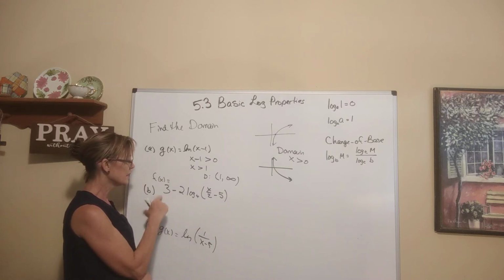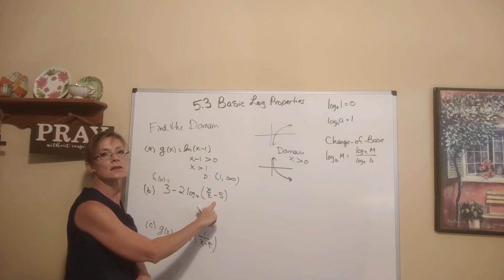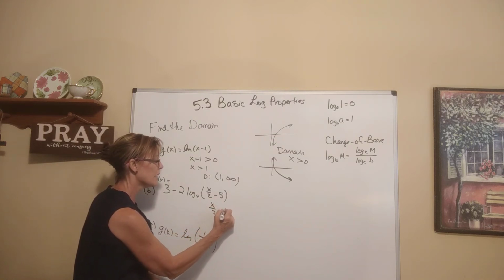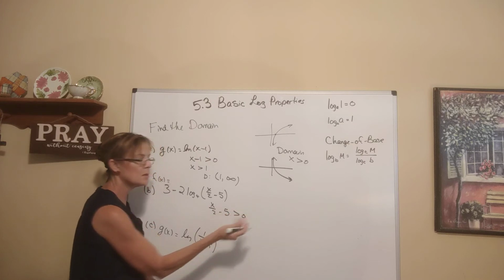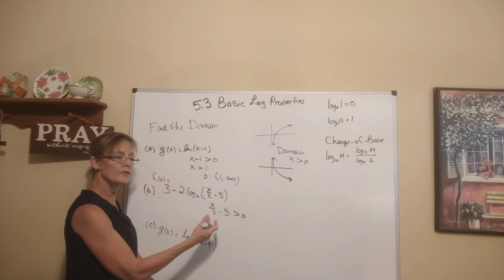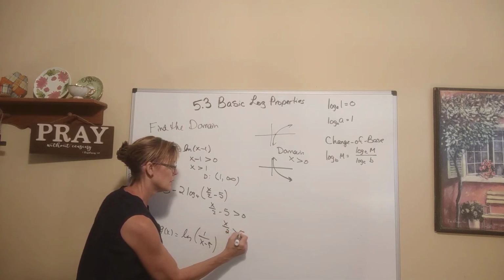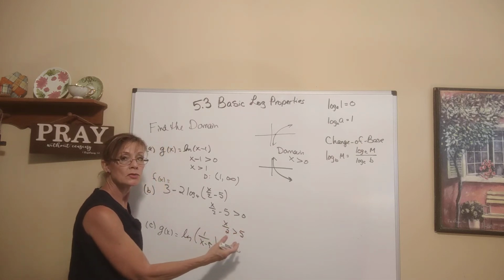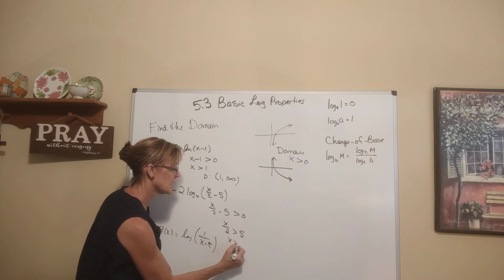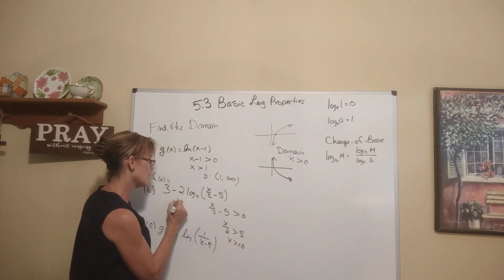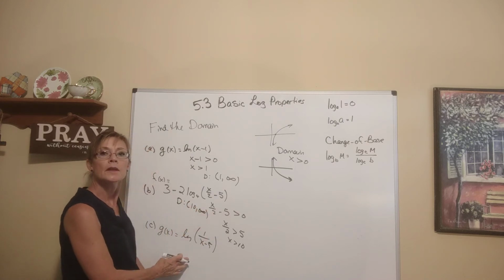Right here, this is not in the log expression. This is not in the log expression. This is in the log expression. Just take this part, x over 2 minus 5, and say you got to be bigger than 0. Solve for x. Add 5. Multiply both sides by 2 to kill your fraction, and you get that x has got to be greater than 10. And so when you write that, the domain here would be from parentheses 10 to infinity.